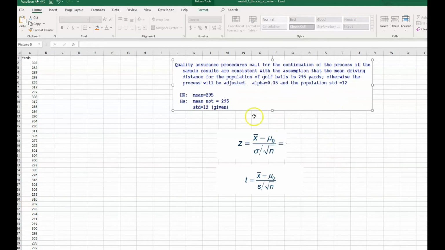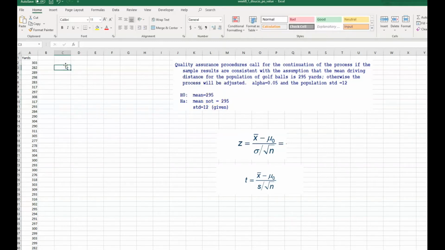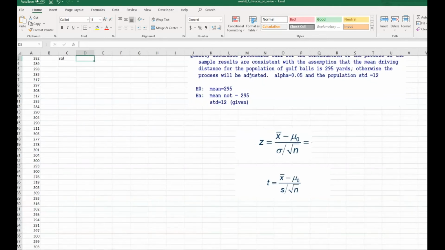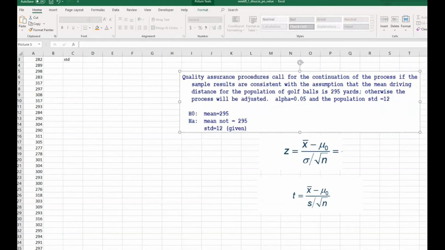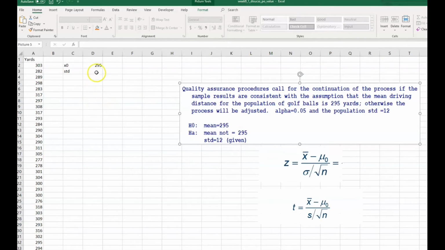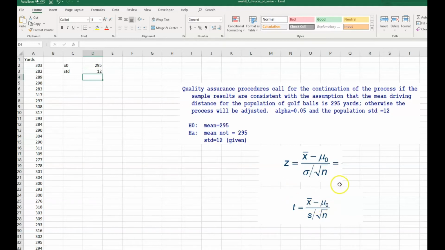We have the assumption that the mean equals 295. This is our x0. Okay, I'm going to make it bigger. It's 295, and the standard deviation is given as 12. If the standard deviation is given, then we calculate z. Sigma is given. If the standard deviation is not given, then we apply t.